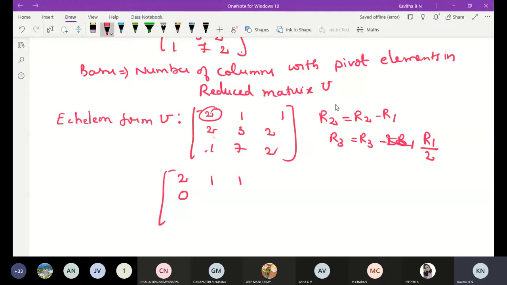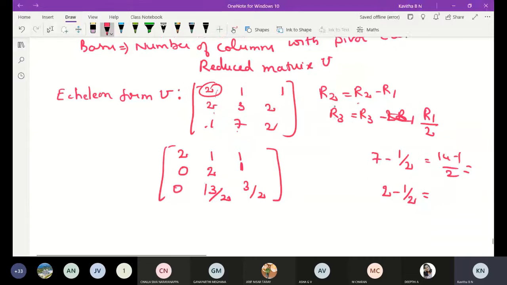This is 0. Do the operation R2 minus R1: 2 minus 2 is 0, 3 minus 1 is 2, and 2 minus 1 is 1. Then next is 0, and 7 minus 1 by 2, we will get 13 by 2. Then similarly, 2 minus 1 by 2, we will get 3 by 2.